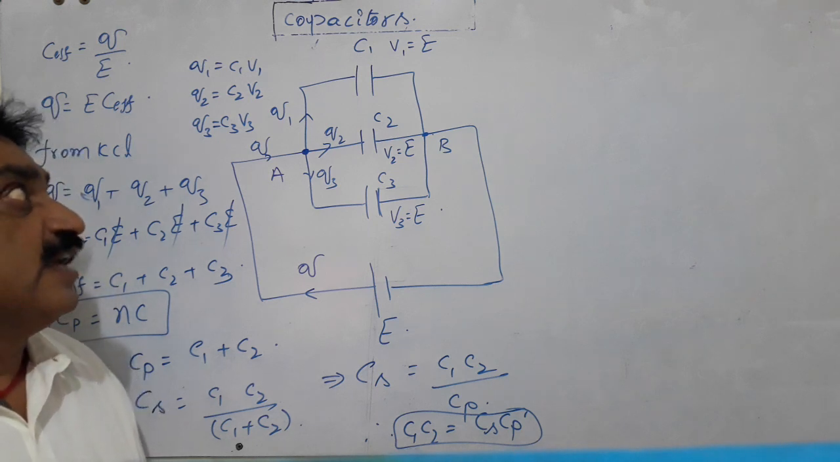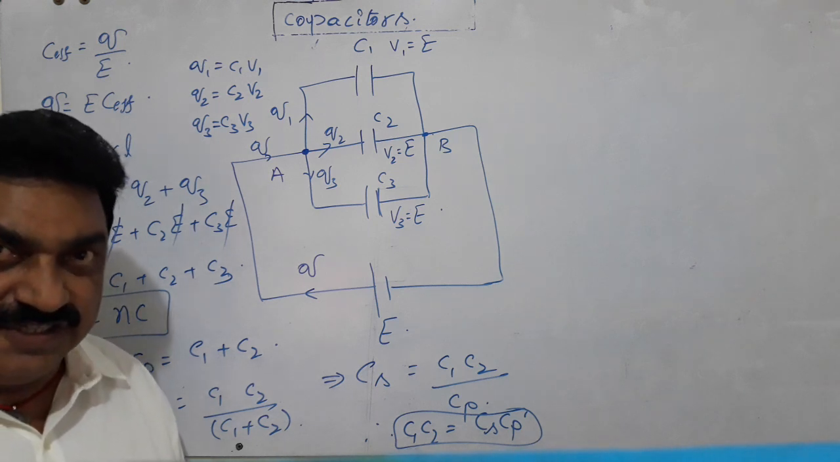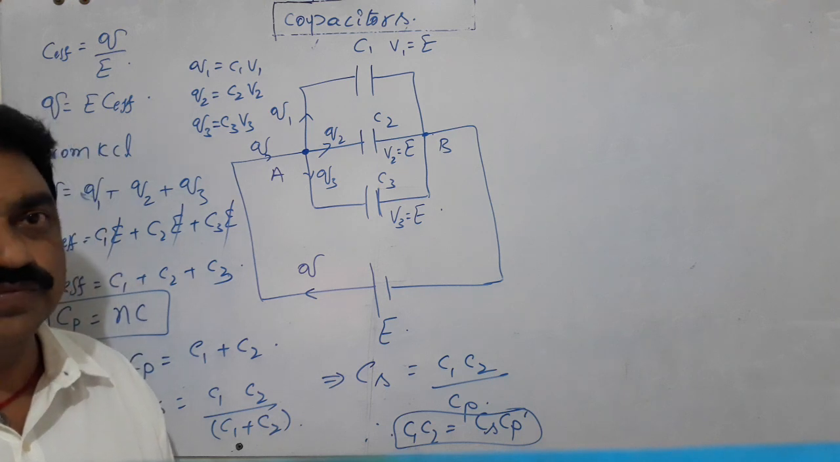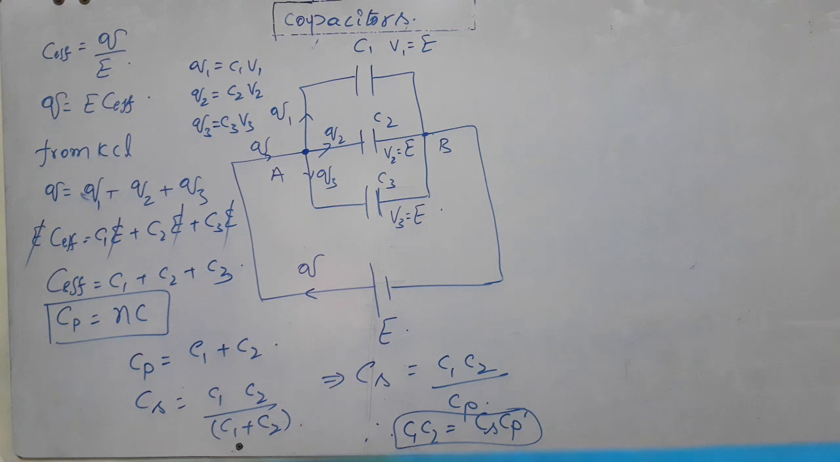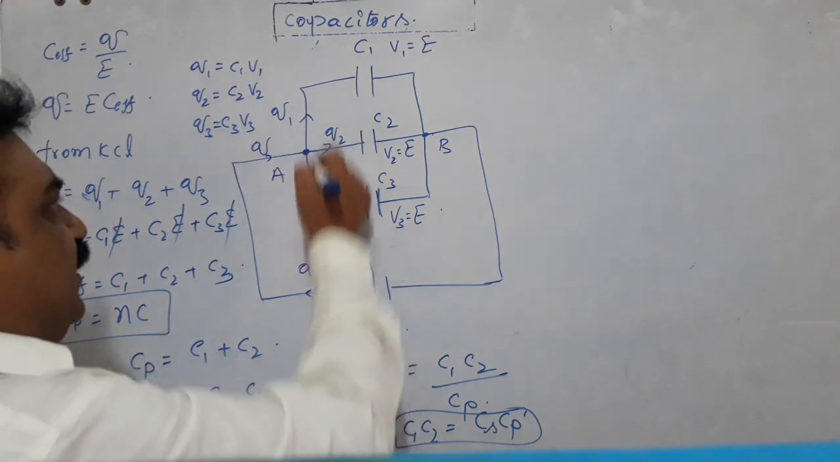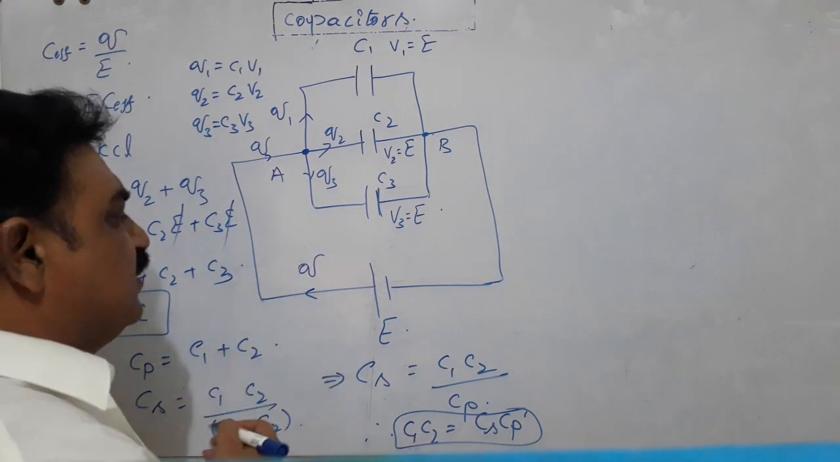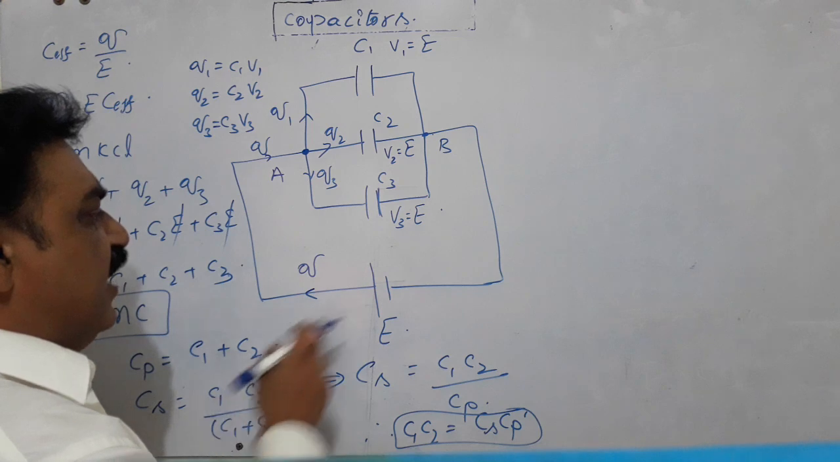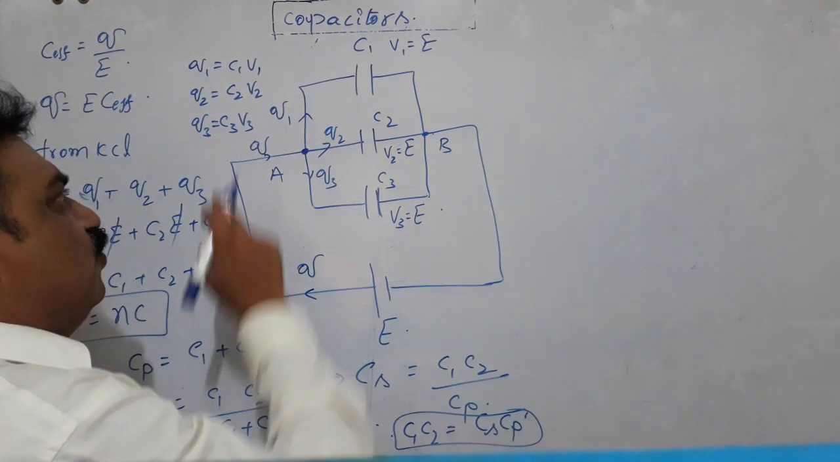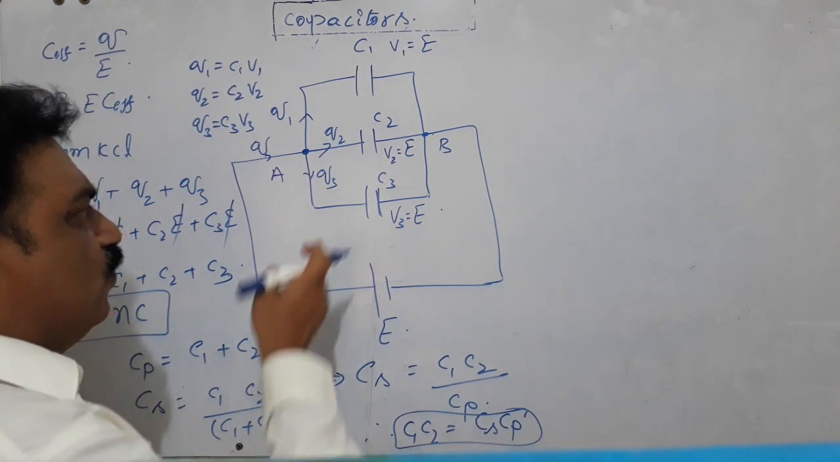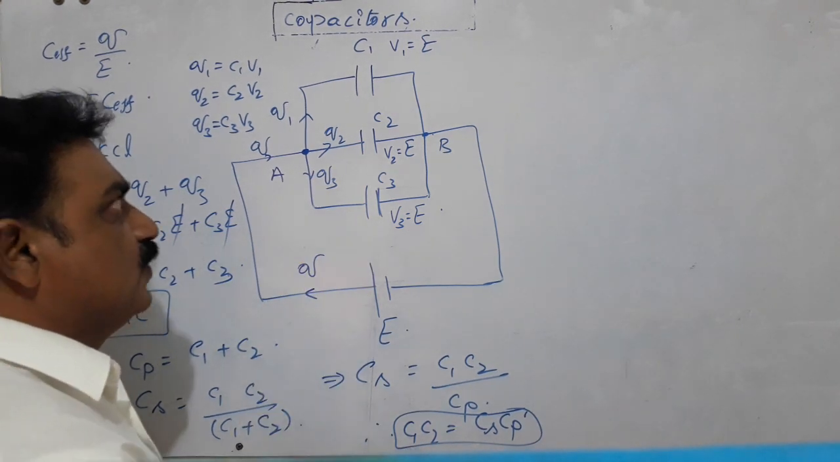in these different combinations of capacitors, either in series or in parallel. And now I am going to estimate the charge on each capacitor. See, in this situation, if Q is the effective charge drawn from this cell, what is the charge Q1, what is the charge Q2, what is the charge Q3?